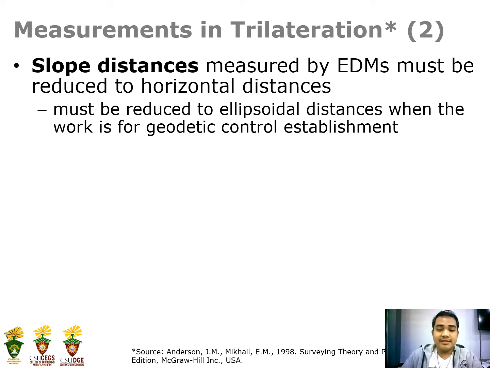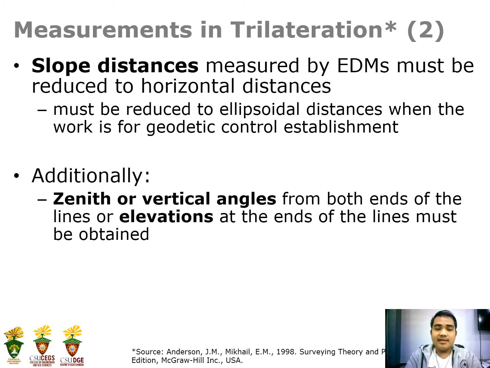So let us recall in our geodesy class, specifically in geometric geodesy, if you are doing geodetic surveys, or specifically establishing geodetic control, especially since the output is horizontal coordinates or horizontal distances, the most suitable earth model is the ellipsoid, or the ellipse. So therefore, in measuring the trilateration, we need to convert those distances that we measured into horizontal distances, that must be reduced to ellipsoidal distances.